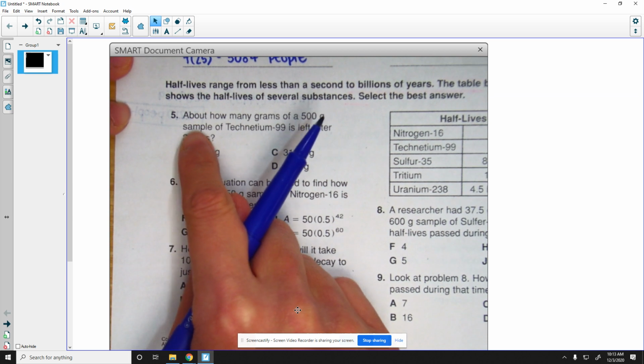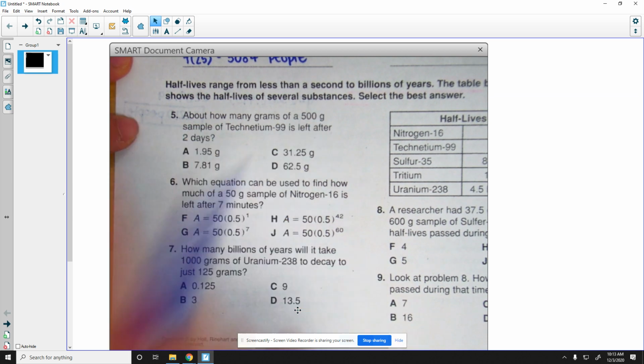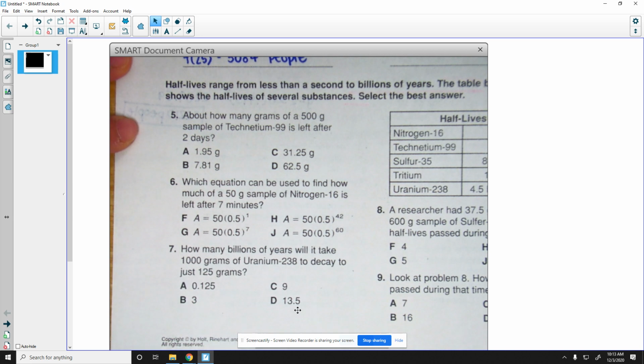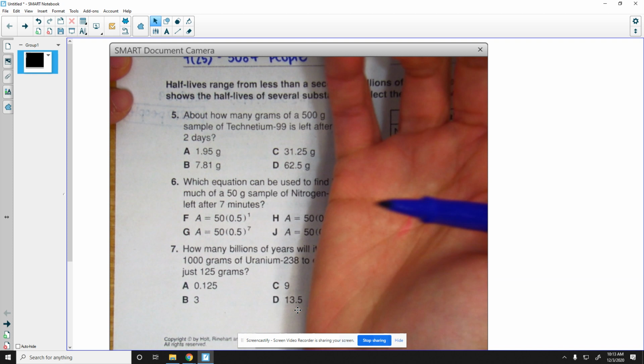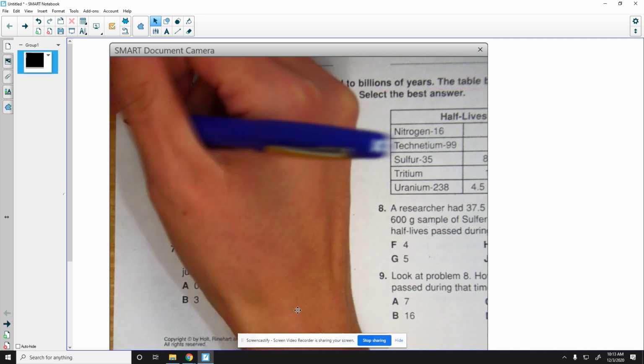So half-life is exponential. It's just going exponential down, down, down, down, down. Okay. Now there's a new exponent. Well, it's not really that new, but let me just talk about it. So write this on the side of your paper.